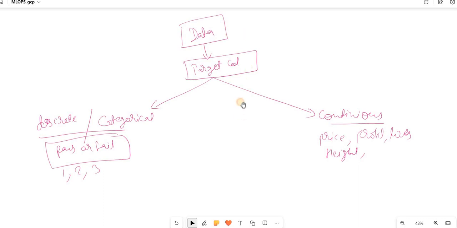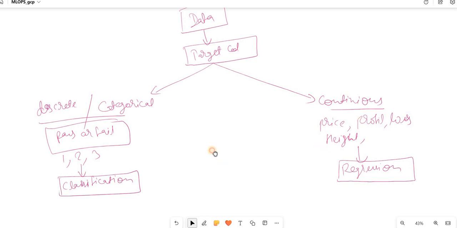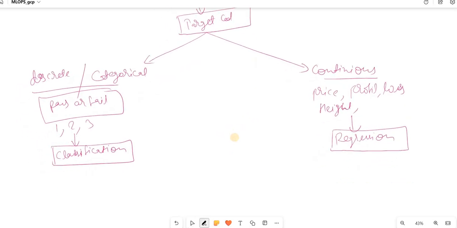So if your target is continuous, there we need to apply regression based algorithms. And where it is categorical or discrete, there we need to apply classification based algorithms. And by the name it is clear, linear regression. So we can definitely understand that for a house price prediction we need to apply the linear regression model.